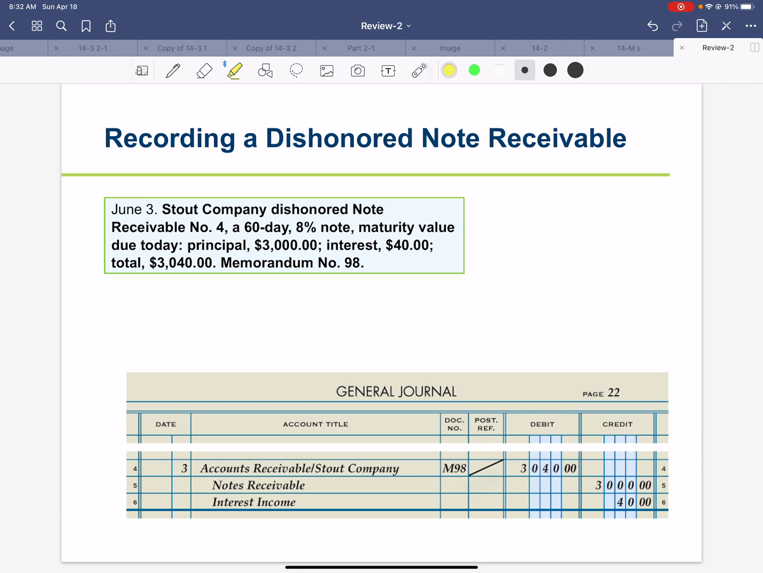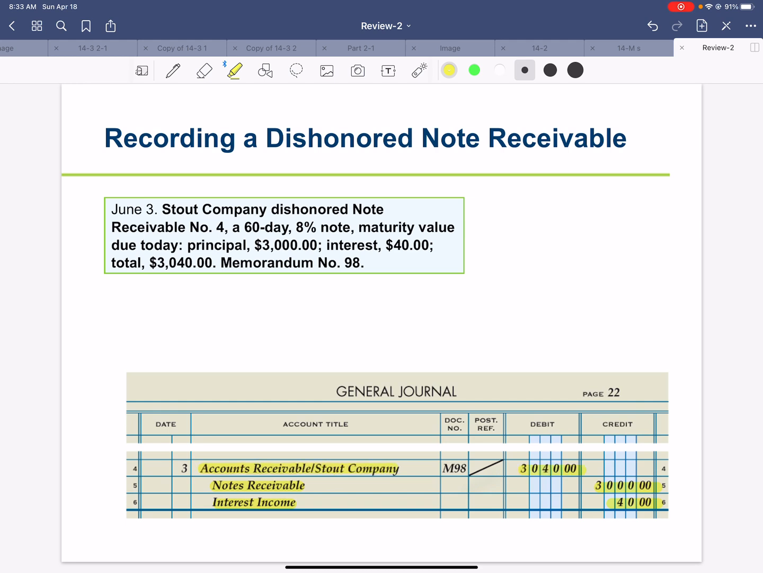All right, so we've got this one. Stout Company dishonored a note receivable, a 60-day, 8% note, maturity value due today. They dishonored it, so we have to take it out of our notes receivable. Our notes receivable will be credited to remove it. The interest that they owe will be credited because that account is going up. Then the total amount of the principal, the $3,000 plus the $40, is owed, debited to accounts receivable, Stout Company.